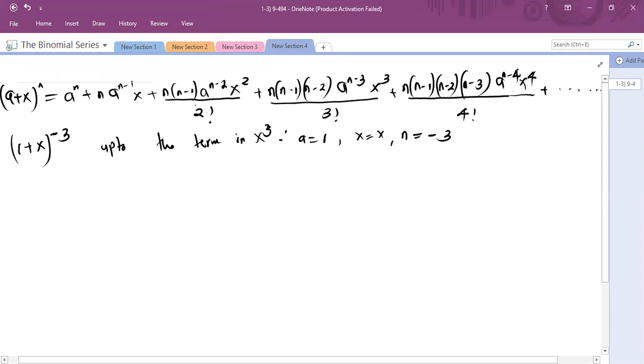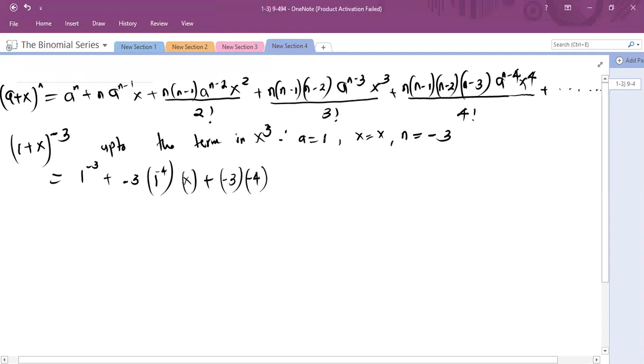So in the formula where there's a, we will replace with 1. Where there's x, we will put x, and where there's n, we will put minus 3. So what's our expansion going to look like? a^n is 1 raised to the power minus 3, plus n, which is minus 3, times a raised to the power n minus 1. Our a is 1, so 1 raised to the power minus 3 minus 1 gives us minus 4. Then we have x, plus n, which is minus 3, then n minus 1, minus 3 minus 1, is minus 4.